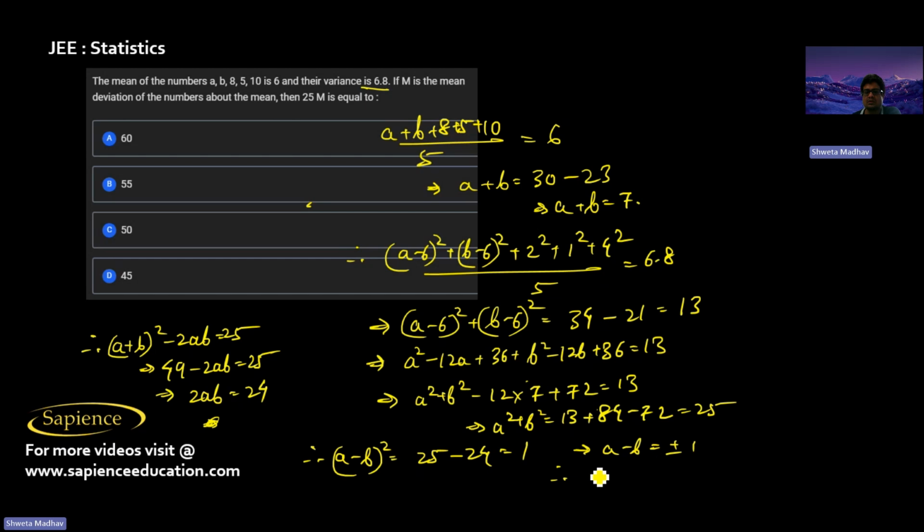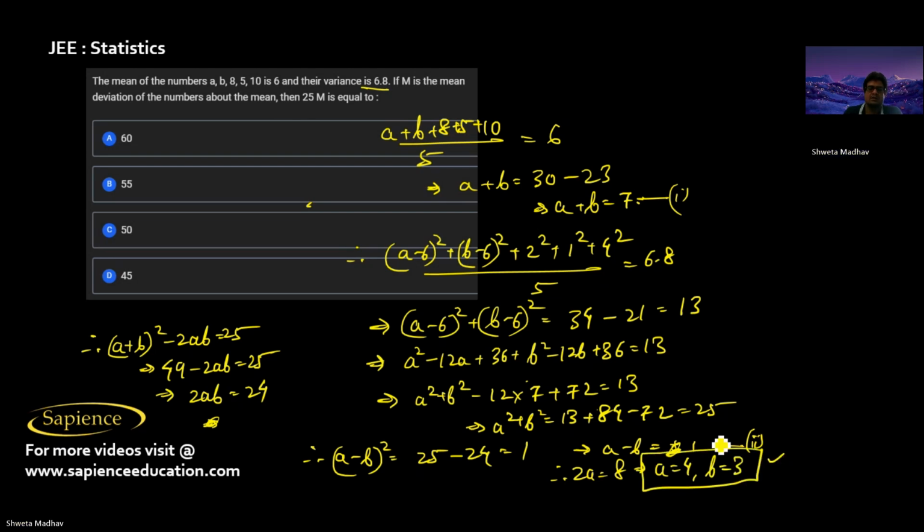If you take it as plus 1, then if we add these two equations, equation 1 and equation 2, we get 2a that is equal to 8. So a will be equal to 4, so b will be equal to 3. A is equal to 4 and b is equal to 3. Now, m is the mean deviation of the numbers about the mean.